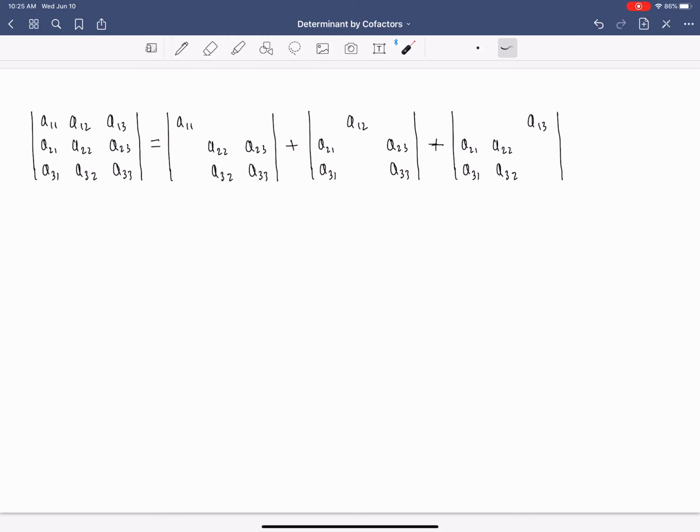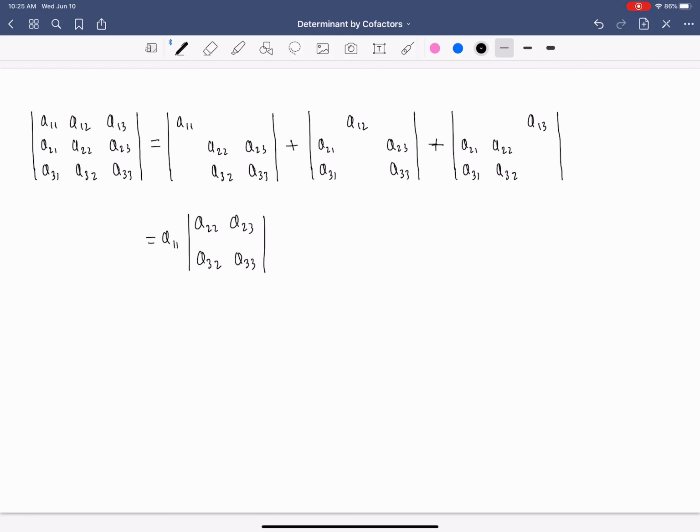All right. Why is this important? Well, the idea of cofactors is that now the first determinant actually equals A11 times this smaller determinant, A22, A23, A32, A33. So I have a bigger determinant expressed as a sum of smaller determinants.